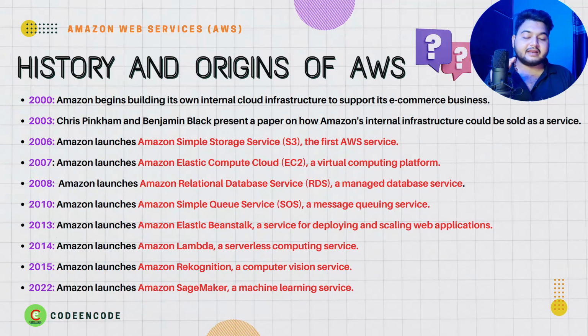Then they launched Elastic Beanstalk, and in 2014 they launched AWS Lambda, right? In 2015 they launched Amazon Rekognition, a machine learning based service offered by AWS. And in 2022 they launched Amazon SageMaker, again a machine learning service. So those who are machine learning enthusiasts can definitely go and explore the cloud services.